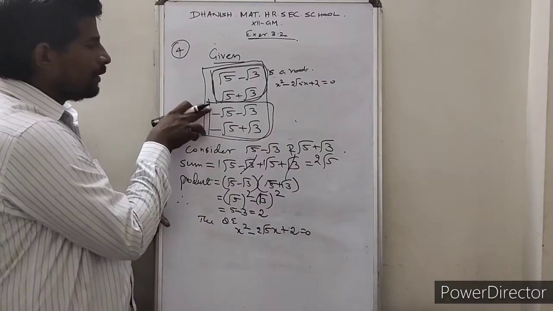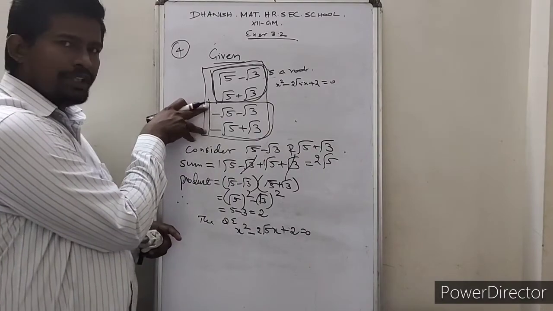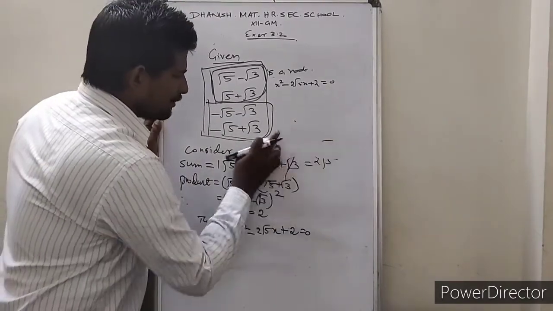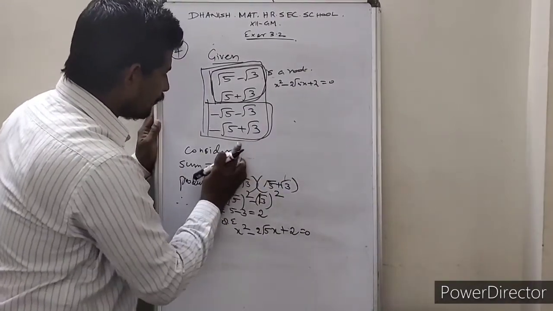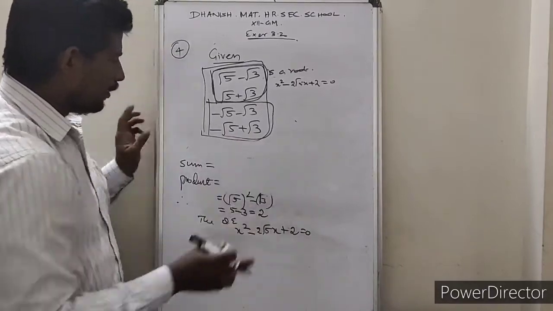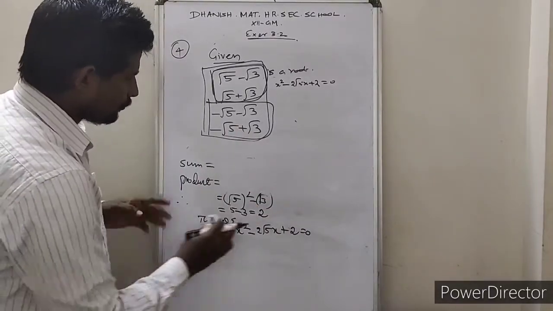Now I am going to take the remaining two roots. With the help of these two, I am going to write one more quadratic equation. So similarly, we are going to find sum of the roots as well as product of the roots. By using the result, we can write the second equation.